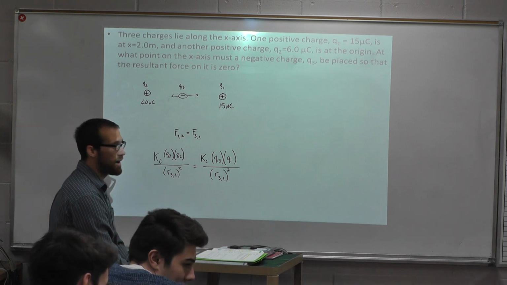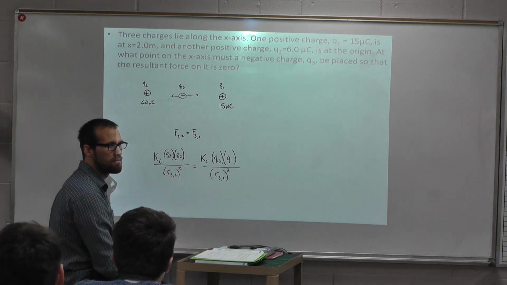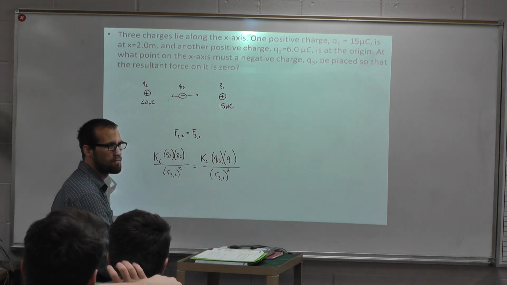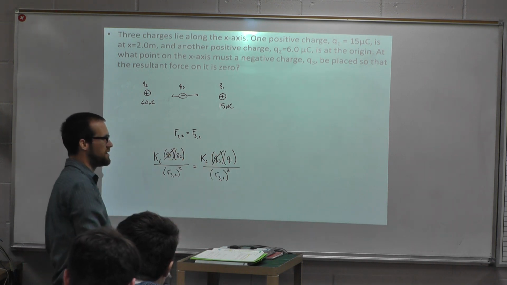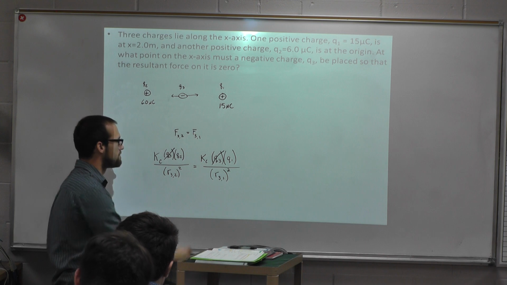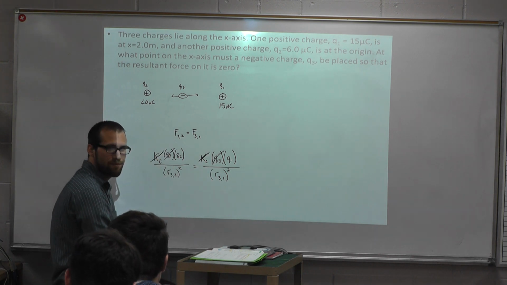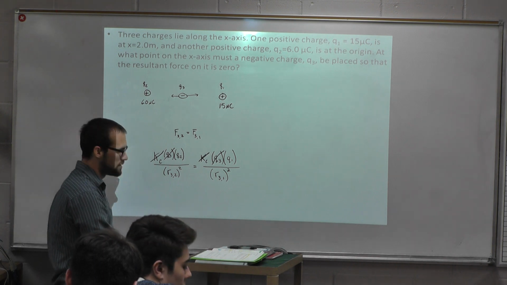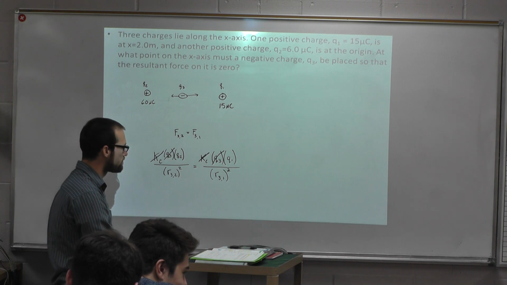Now, does everybody see why Q3 does not matter in this problem? Because k_C is the same on each side, and what else can't we do? Oh, because they're the same on each side. Okay.